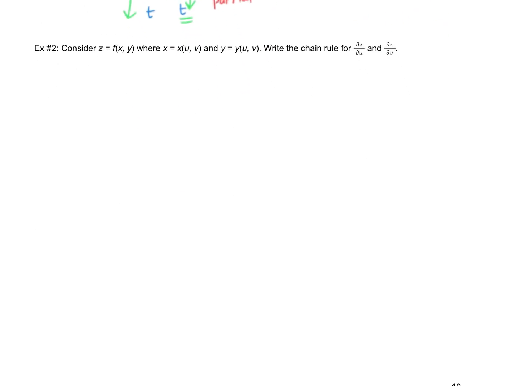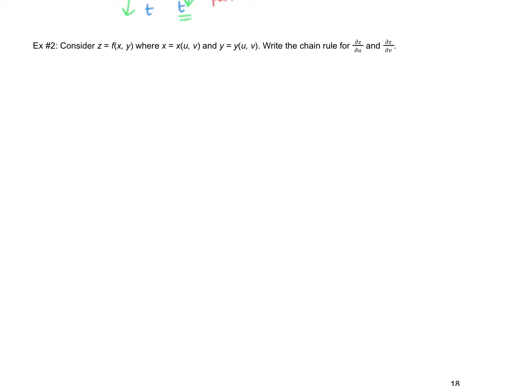In example 2, we have z is some function of x and y, and x is a function of u and v, and so is y. We are finding dz/du and dz/dv. So first thing, before we look at any tree diagrams, I want you to notice that this is just a partial derivative. Partial and partial. And that's because z is a function of both u and v. And you'll see that in the tree.